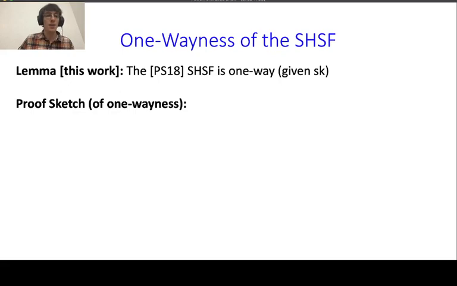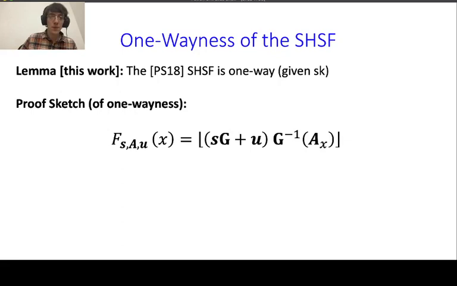And so I'll just sketch the proof that it's one way, or that it's hard to invert 0. I'm throwing a bunch of details under the rug here, but roughly speaking, this is what the function looks like, the function that we want to show is one way. The input is x, and the key to the function is specified by 2 random vectors, s and u, along with a collection of many random matrices, which is just represented by this A. A is a collection of matrices.